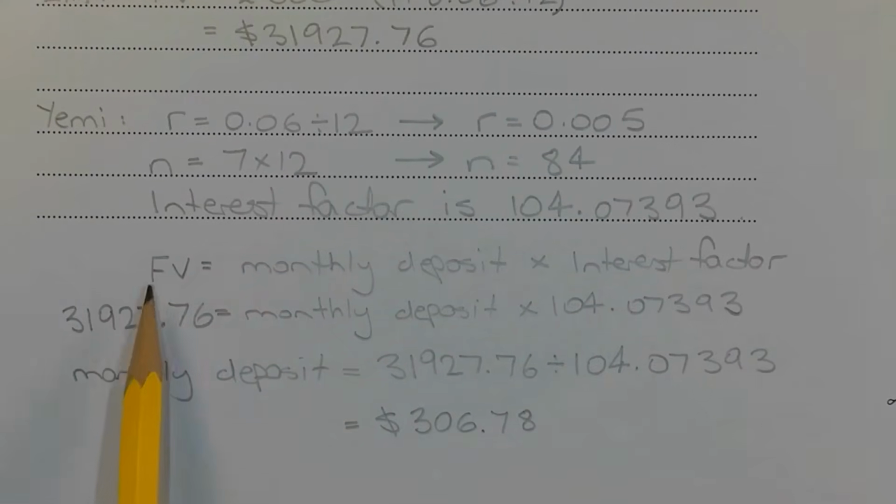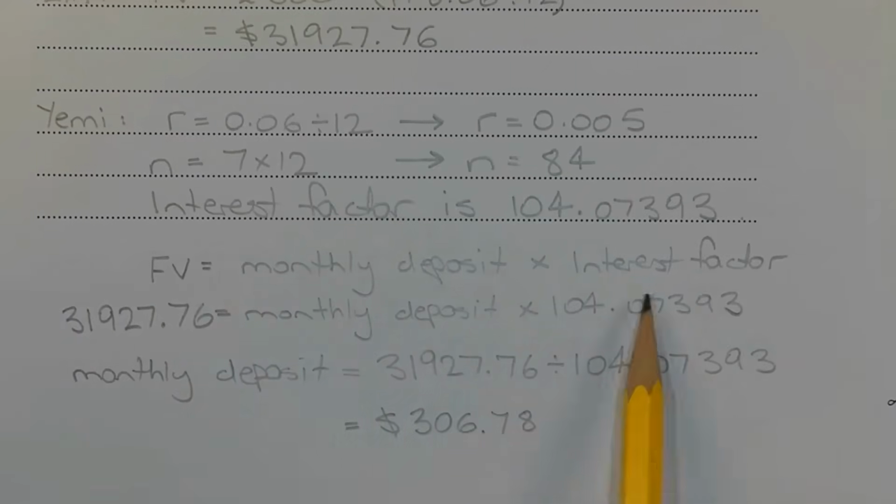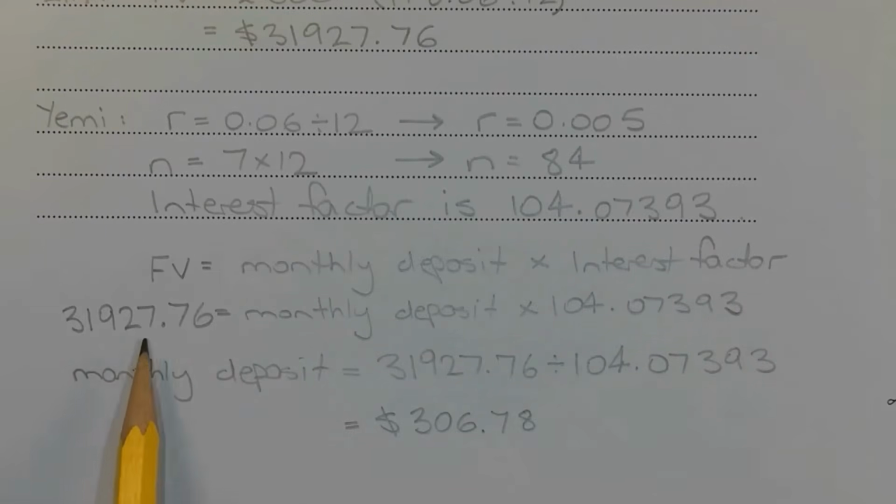So to work out the future value, we take the monthly deposit and we multiply that by the interest factor. Now we know what the future value is. It's $31,927.76. And that's equal to the monthly deposit multiplied by the interest factor that we just found. So we form a simple equation, and we need to make the monthly deposit the subject. And we do that by dividing 31,927.76 by 104.07393. And I've written that equation here, rearranged, so that the monthly deposit is the subject. And that evaluates to $306.78.